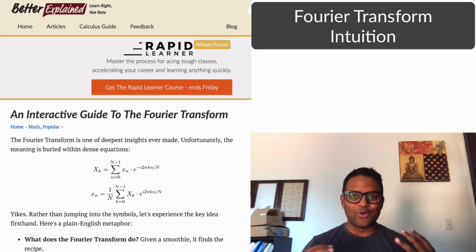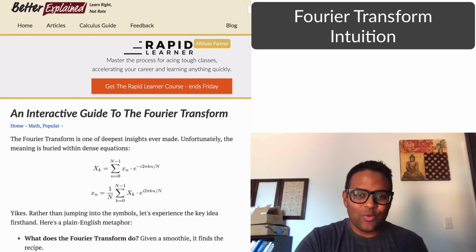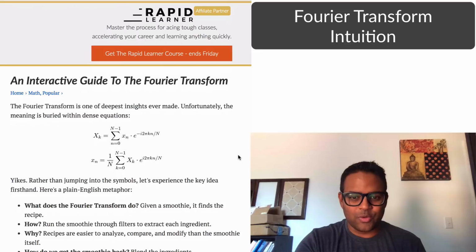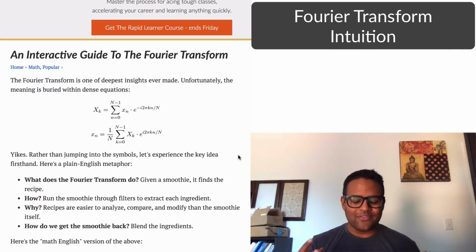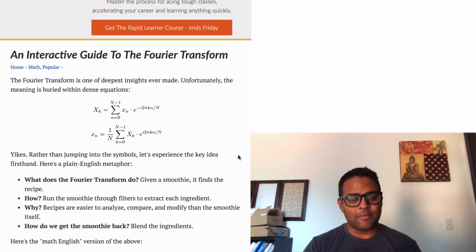enough. So, the Fourier transform, what is it? Well, it's essentially a set of complicated equations, but the meaning is actually pretty straightforward. Basically, imagine you have a smoothie. A smoothie is kind of hard to look at and understand directly. What's easier is the recipe. So what the Fourier transform does is essentially takes a smoothie, a signal, and finds the recipe that made it.